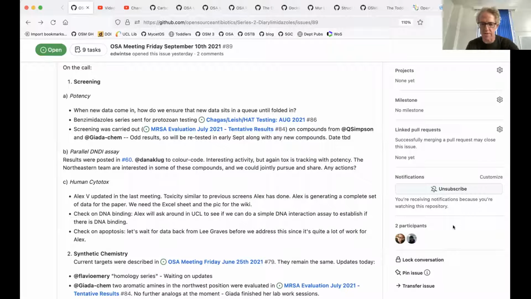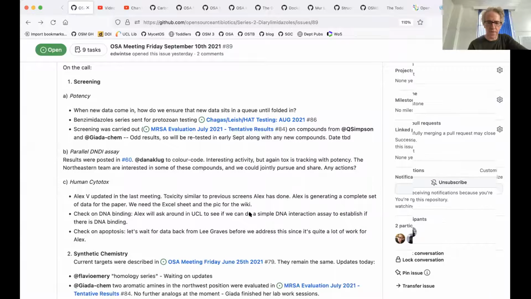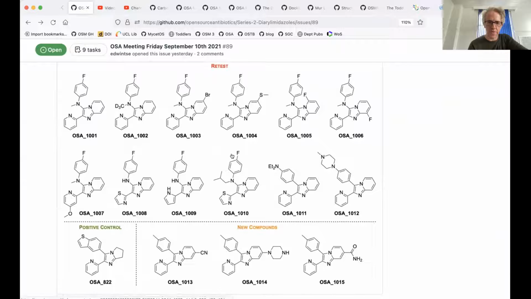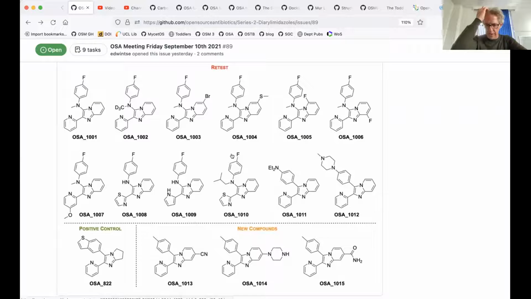And maybe Quillon and Daniel can talk about compounds that we think need to be tested in the next round. Ed has already very helpfully posted the current set of molecules that will be evaluated by Paul Stapleton in this building next Tuesday. So this is a retest of some of these compounds, which previously gave odd data.